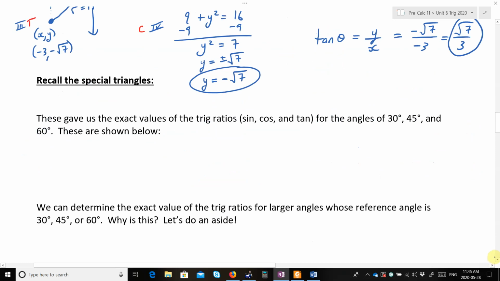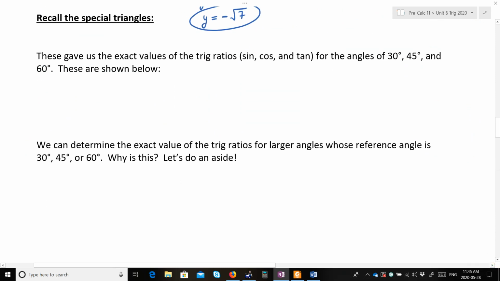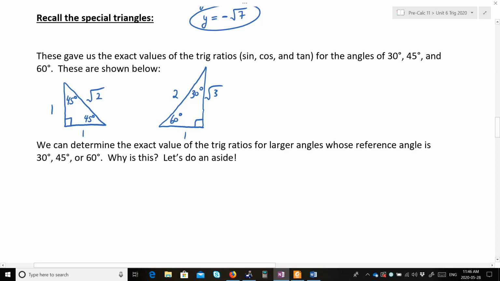Okay, so now I'd ask you to recall the special triangles. These gave us the exact values of the trig ratios sine, cos, and tan for the angles of 30 degrees, 45 degrees, and 60 degrees. These are shown below. So these were the two special triangles. The 1, 1, root 2, which is 90, 45, 45. And then there was this other triangle, which goes 1, 2, root 3, and it was the 30 degree, 60 degree, 90 degree triangle.